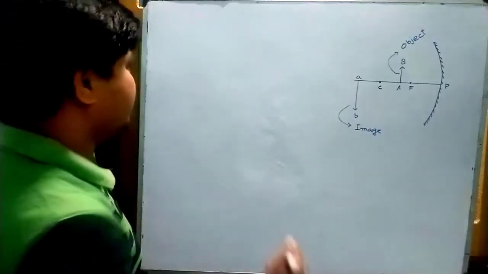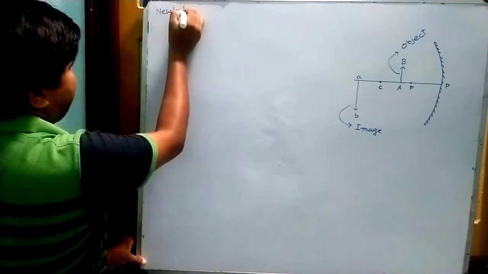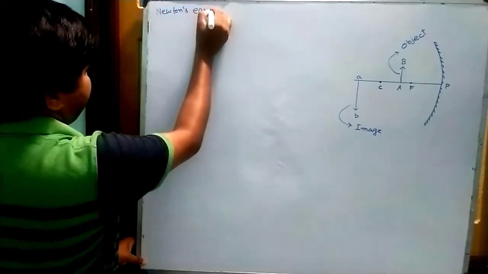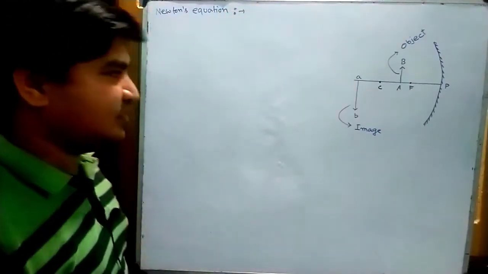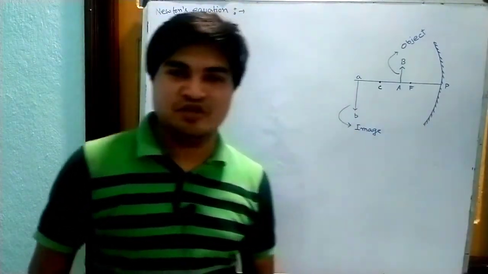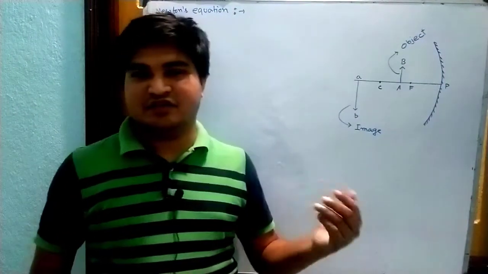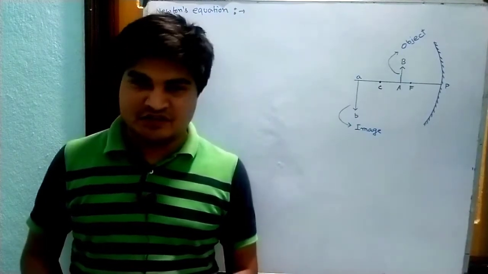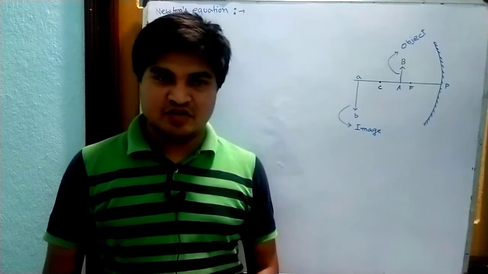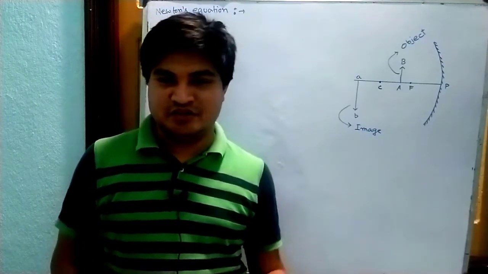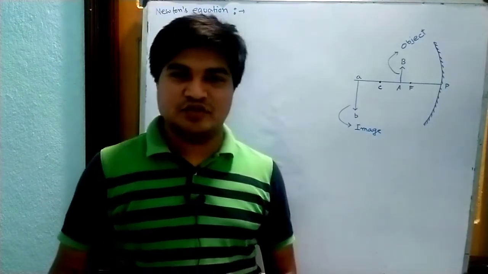So Newton's equation for spherical mirror. We learned that the distance of the object from the pole is defined as object distance, distance of the image from the pole is defined as image distance, and distance of the focus from the pole is defined as focal length. So we also derived the relation between image distance, object distance and focal length as 1 by v plus 1 by u equals to 1 by f.